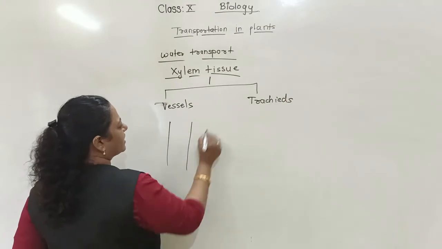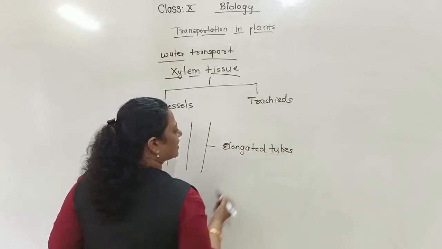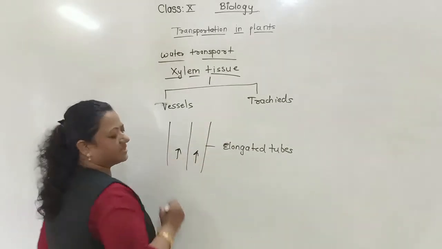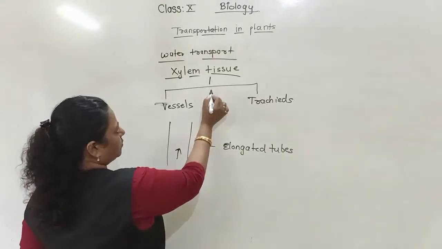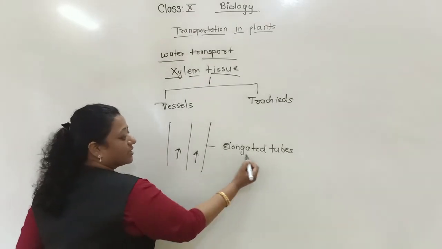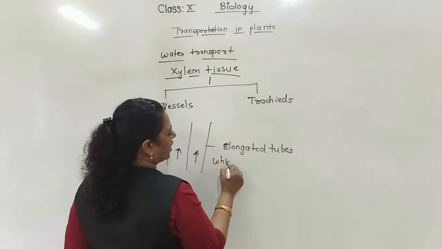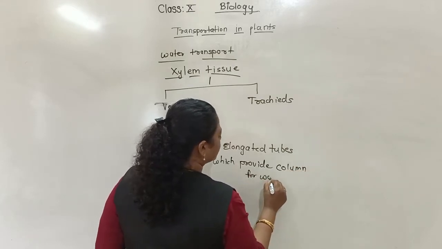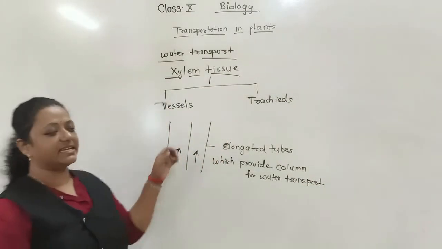These xylem vessels and tracheae are like elongated tubes, which provide a column for the water to be transported. The water moves like this from the root of the plant to the tip of the plant, or to the leaves. So the components of the xylem tissue are mainly vessels and tracheae, which help in the transportation of water. They provide a column for water transport, and through this the water is transported.